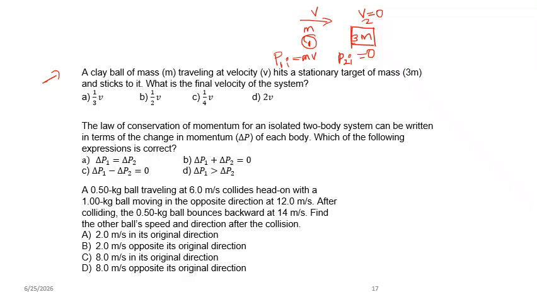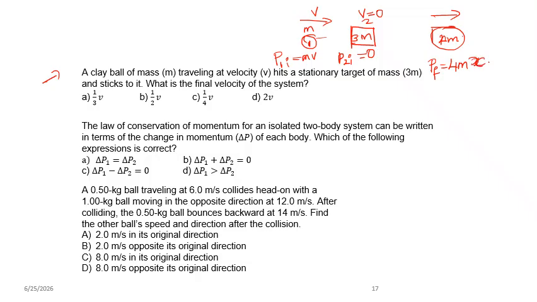Right after the collision they are sticking together. As they collide with each other, they stick together and then move with a velocity. We do not know what the velocity is, but we know their mass will be 4m. So right after the collision we have only one object with a mass of 4m, and what will be the momentum? P final will be the mass 4m times the velocity. We do not know the velocity, so I'll put it as x.